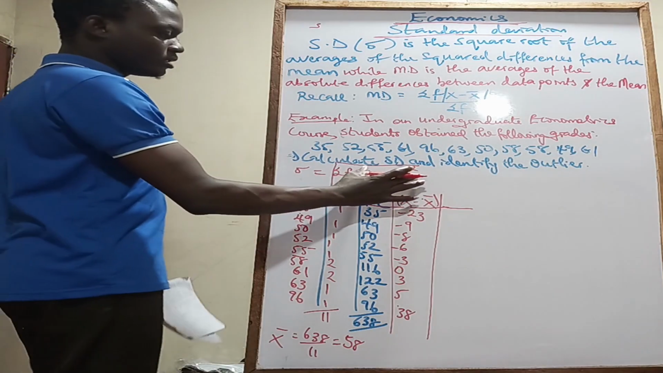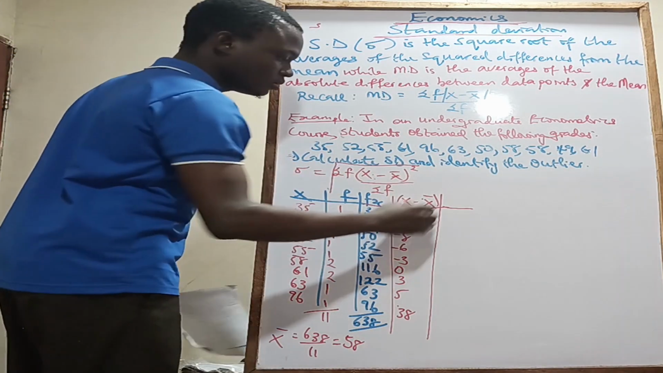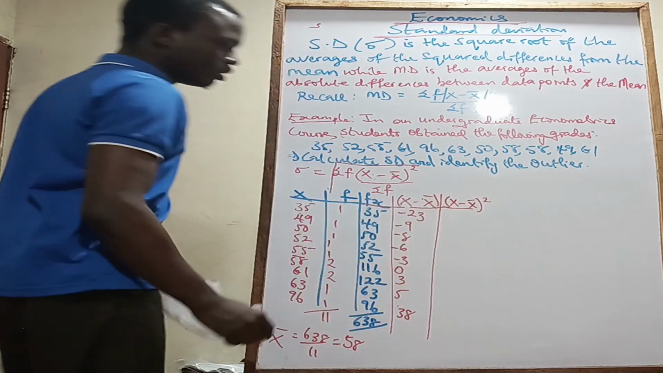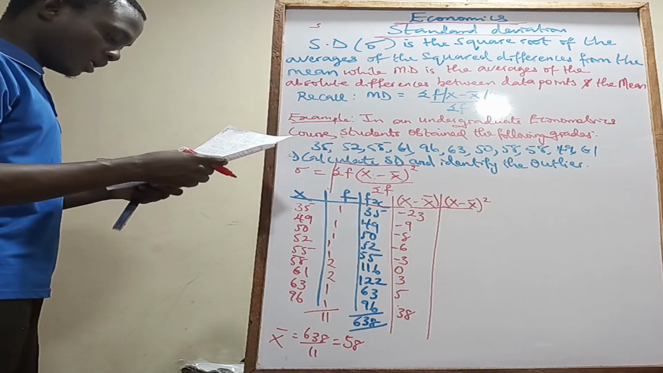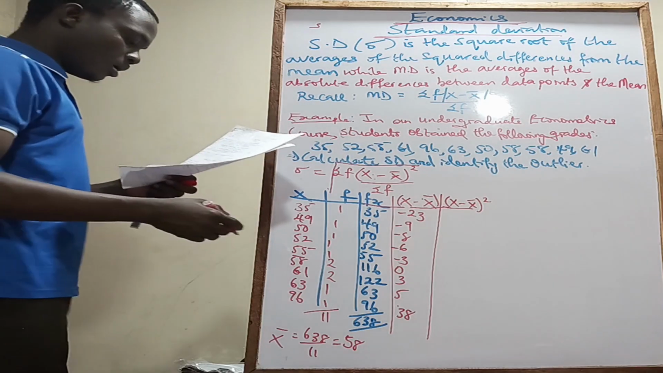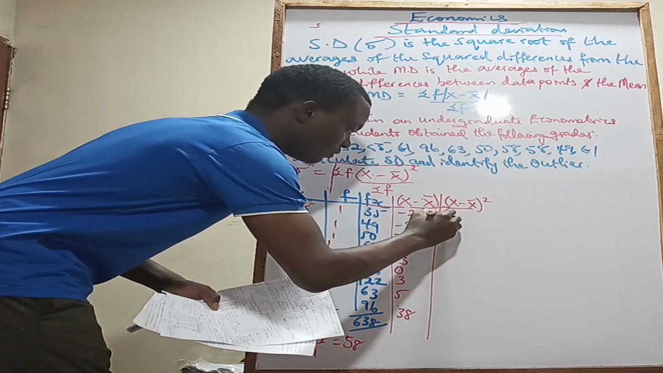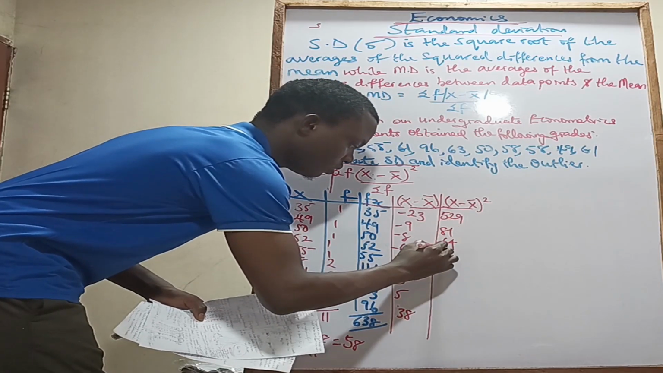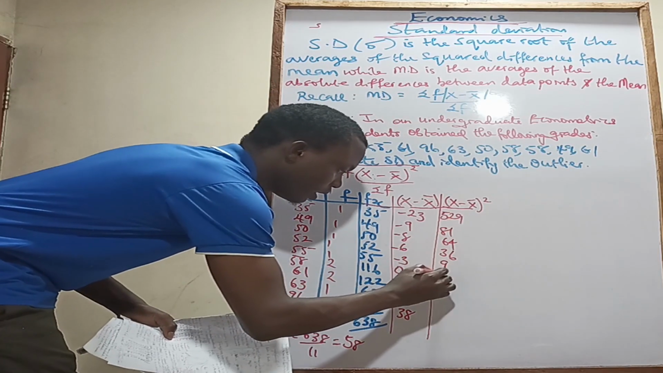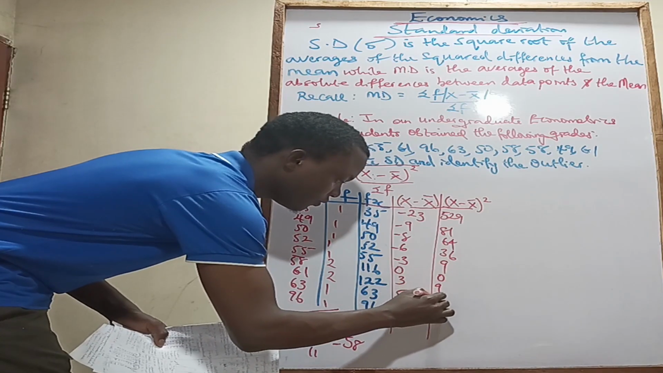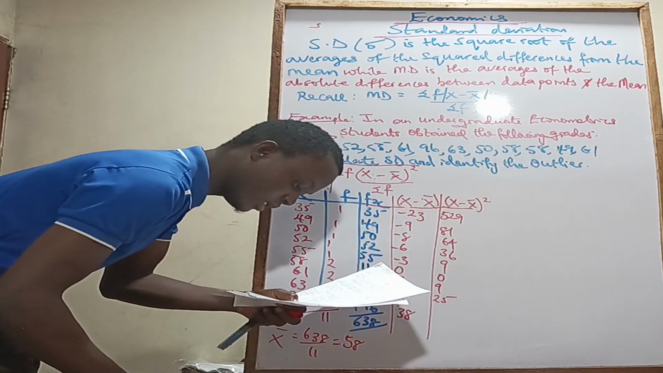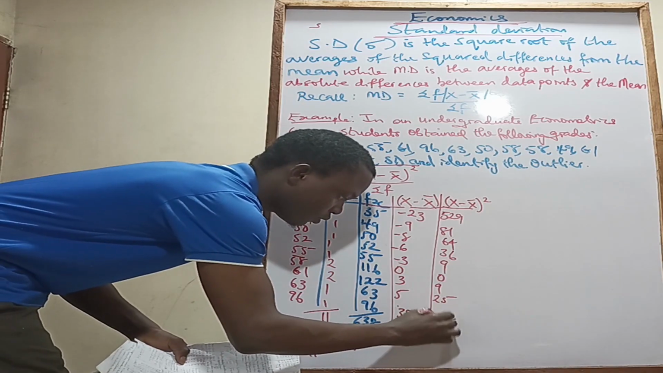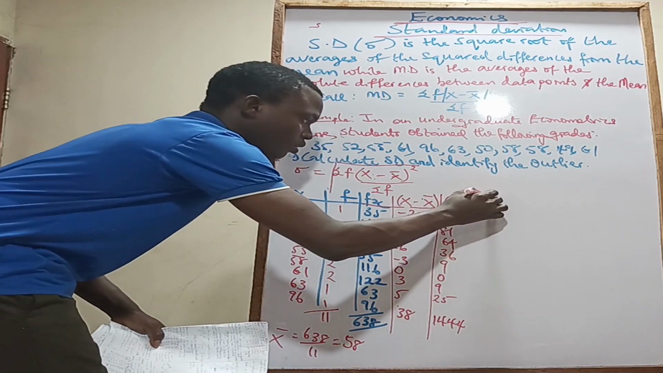So we need to square it before we multiply by the frequency. So X minus bar X squared. I begin to square, and I'm putting in the values so you can use your calculator to cross check. 529, 81, 64, 36, 9, 0, 9, 25, and 38 squared is 1444.